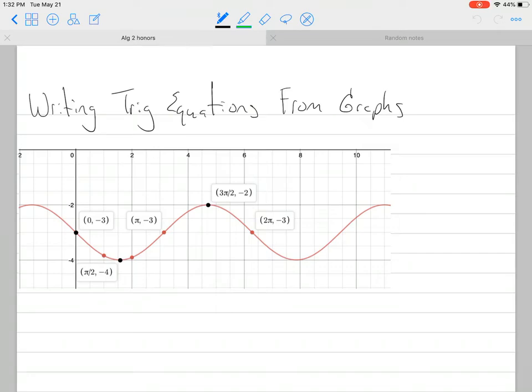What I need you to do, writing trig equations from graph. Copy that down and try to copy this graph down, please. So I want you to copy this graph down as well as you can. That's a -3 right there, which you should be able to figure out from this lovely screenshot that we have. All right, so cool. You did that.